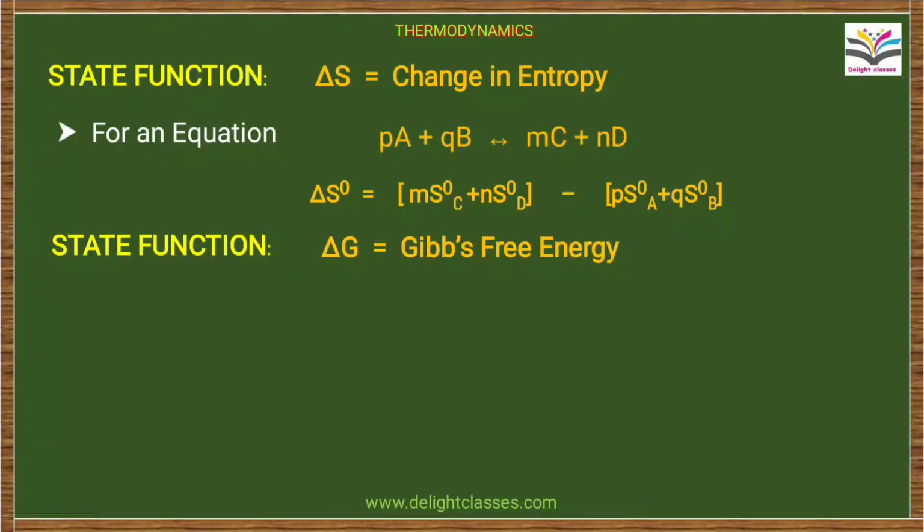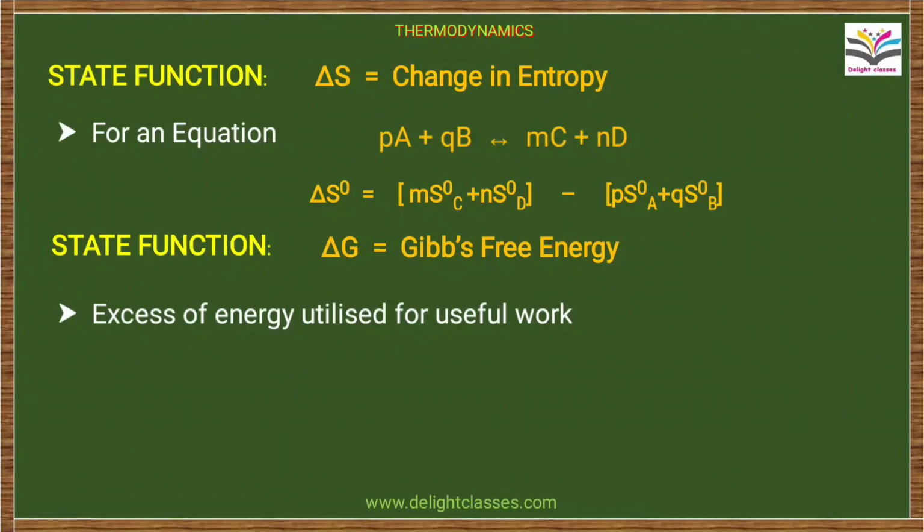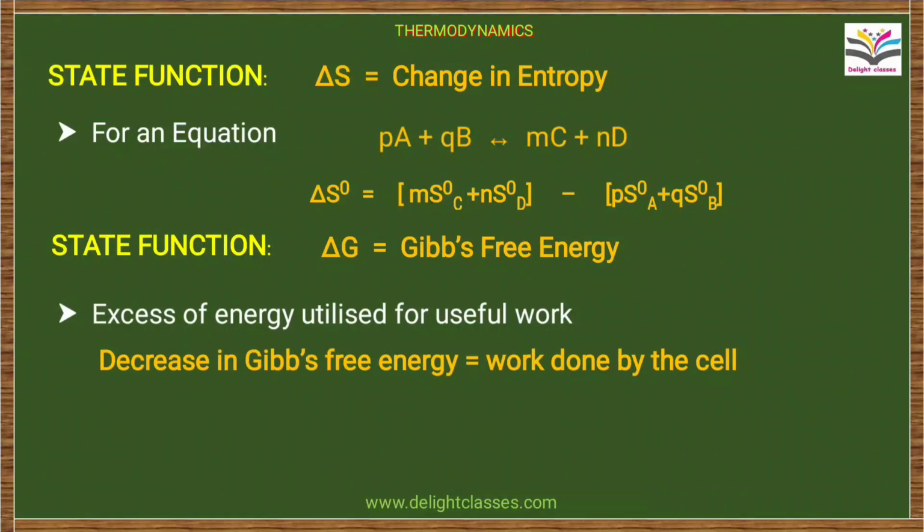Gibbs free energy. Excess of energy utilized for useful work. Decrease in Gibbs free energy is equal to work done by the cell. Delta G naught is equal to minus nF E naught cell is equal to minus P delta V. Delta G is equal to delta H minus T delta S.